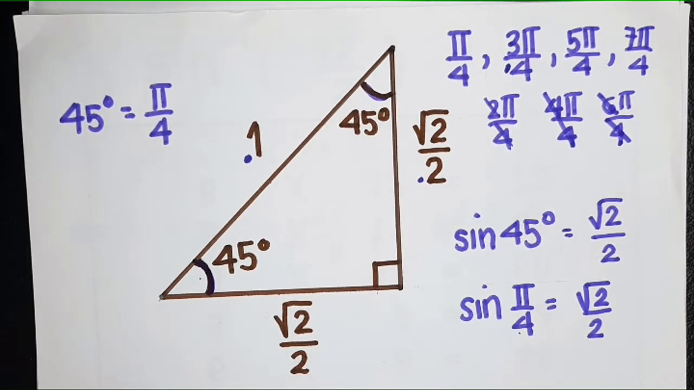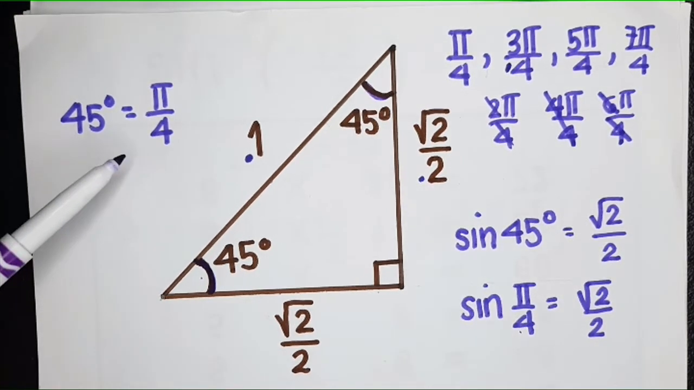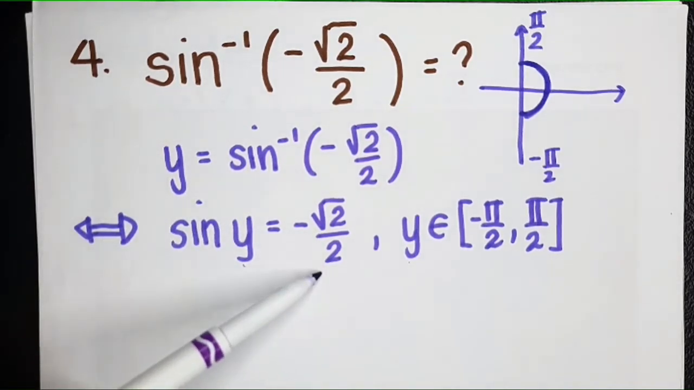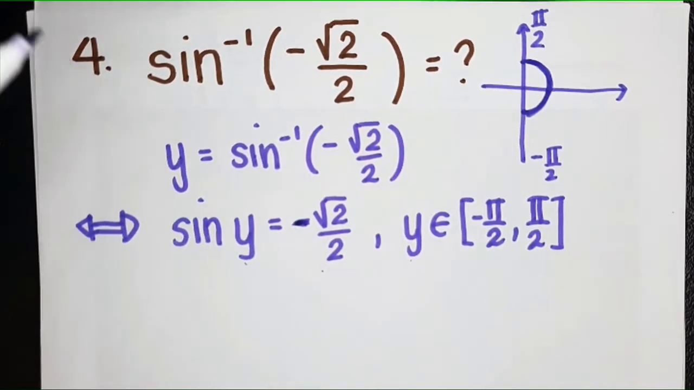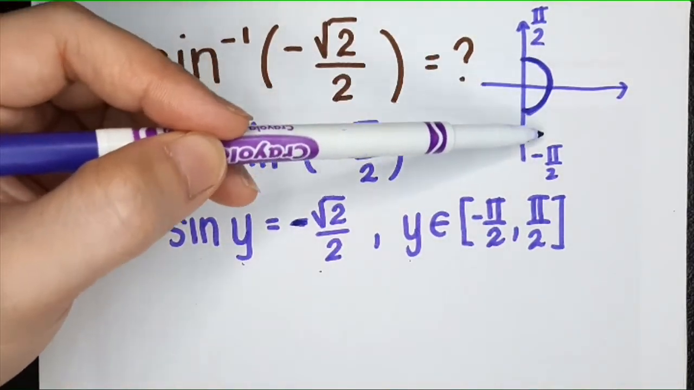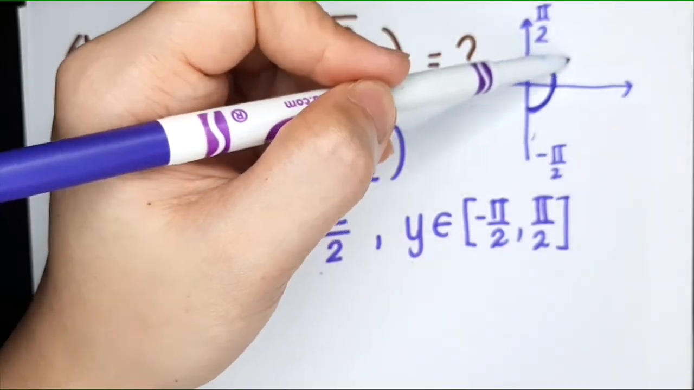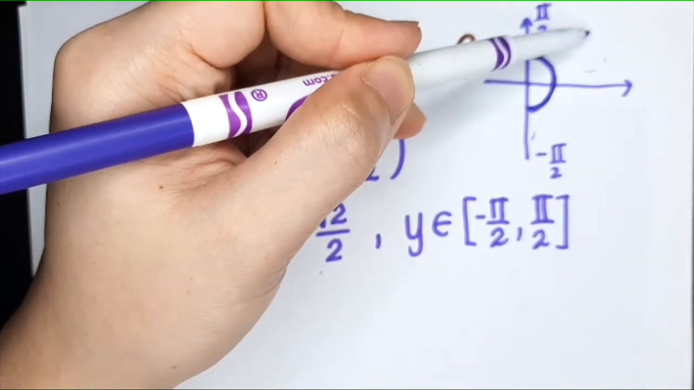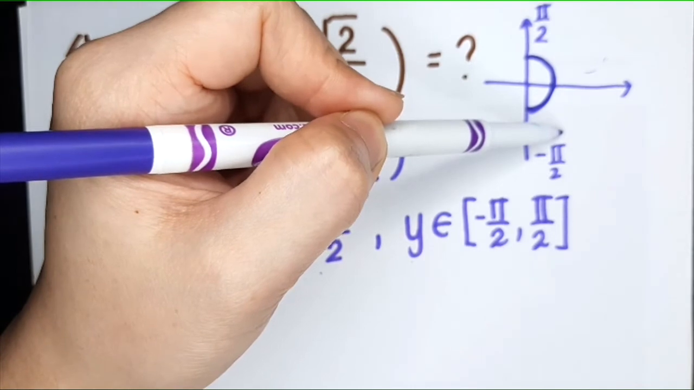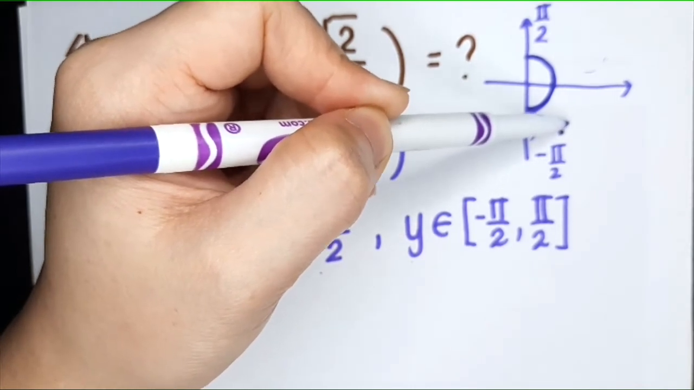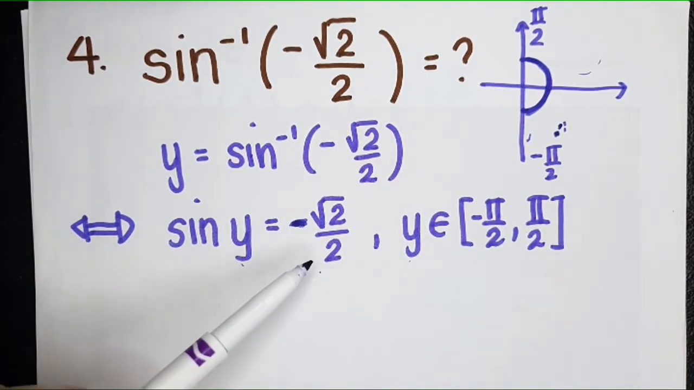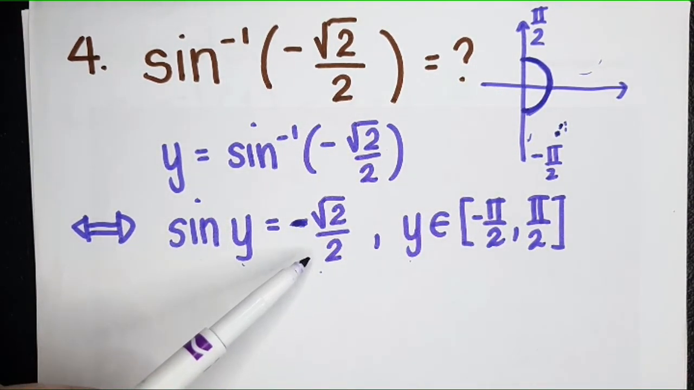So, alam natin na associated kay pi over 4 ang sagot dito. Kasi square root of 2 over 2. Ngayon, it's negative. Okay? Tapos sabi ko sa inyo, ito lang yung i-consider ninyo. Kapag dito, sa portion na to, positive kasi dito ang sine. Diba? So, dito kayo. Okay? So, ano kaya ang value dito ng y such that when we get the sine, it's negative square root of 2 over 2. It is?